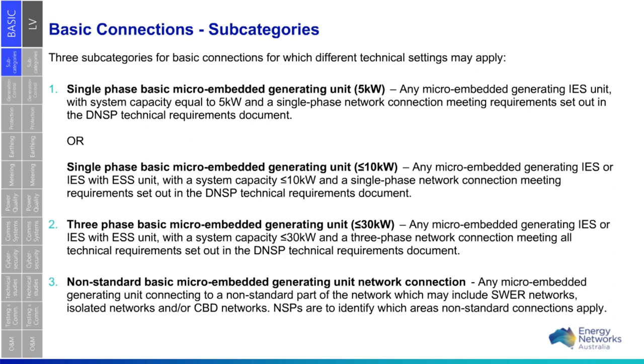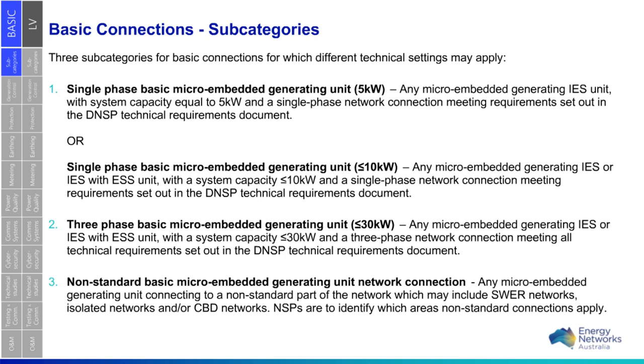In the first instance, the first one is for single phase IES systems. We are setting those to 5 kilowatts. Or, if you have a single phase IES or IES with storage, so energy storage systems or ESS, then that system capacity can be less than or equal to 10 kilowatts. The second subcategory is 3-phase connections that are either IES or IES with ESS, with a system capacity of less than or equal to 30 kilowatts.